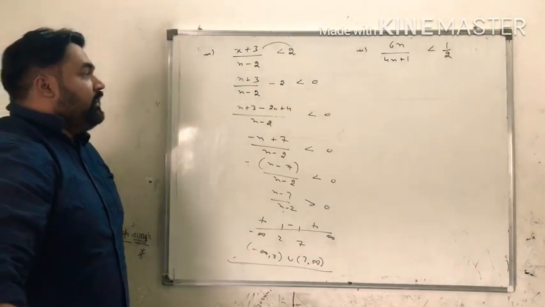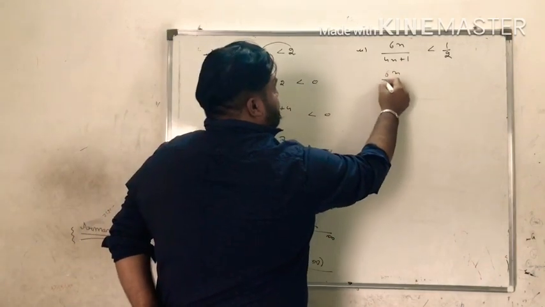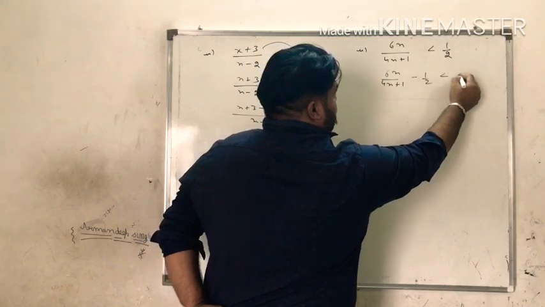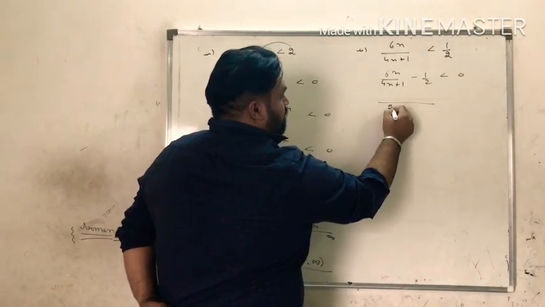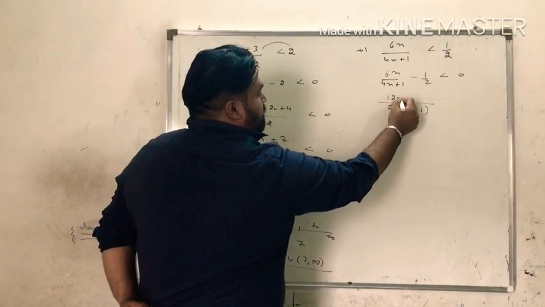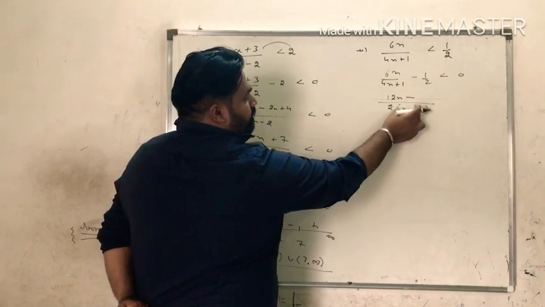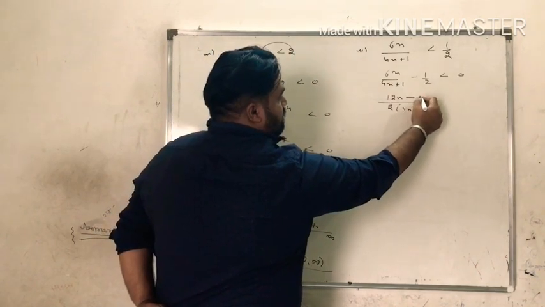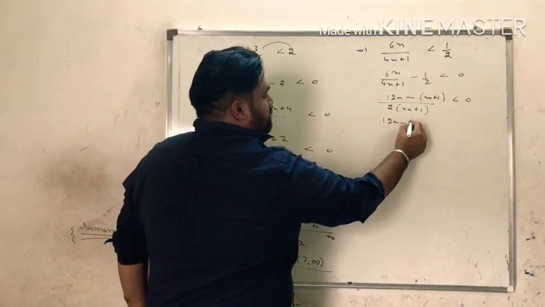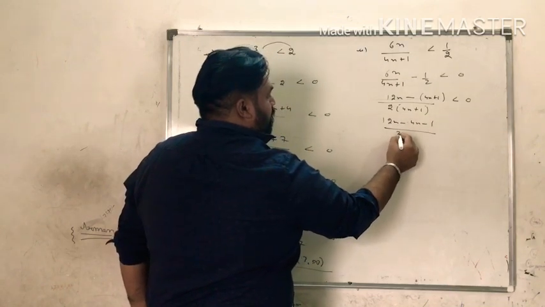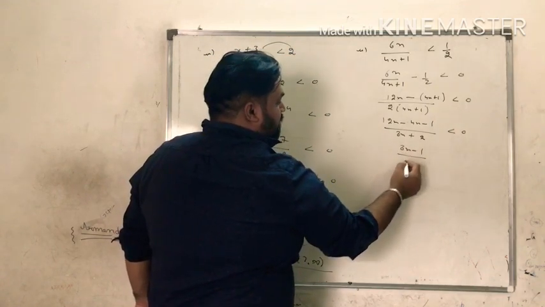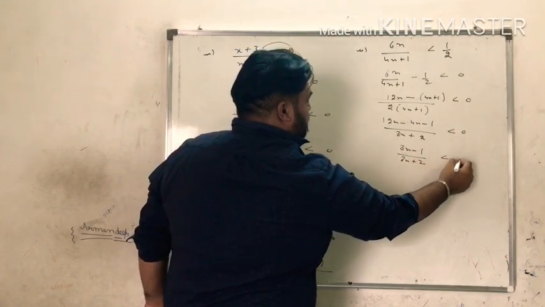Okay. The next one, 6x upon 4x plus 1. Shift this half to this side. This becomes less than 0. Take LCM, 2 times 4x plus 1. Now this becomes 12x minus 4x plus 1 less than 0. So 12x minus 4x minus 1 upon 8x plus 2 less than 0. Now 8x minus 1 upon 8x plus 2 less than 0.